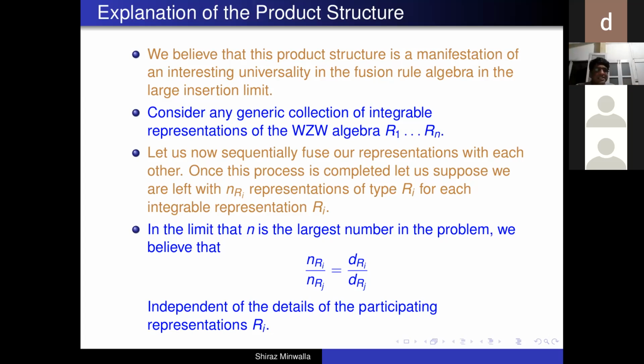The answer to that question in general, you cannot know. It depends on the details of which representations you've used. But when the number of representations you've used is very large, even though you cannot know how many representations of each kind you will get, you can know the ratio of the number you would get in representation I and representation J. We claim that this ratio is always given by what is called the ratio of the quantum dimensions of the representations Ri and Rj. I think this is a new and interesting fact about Wess-Zumino-Witten representation theory.